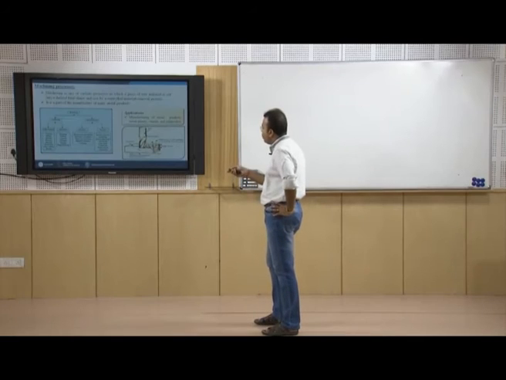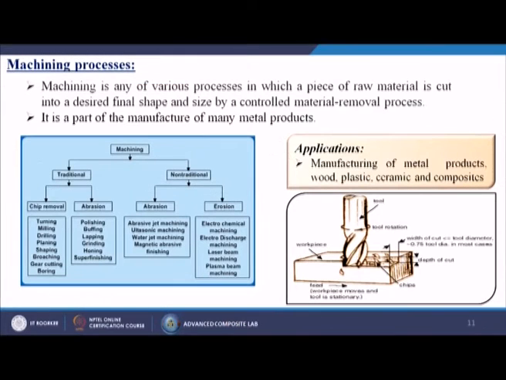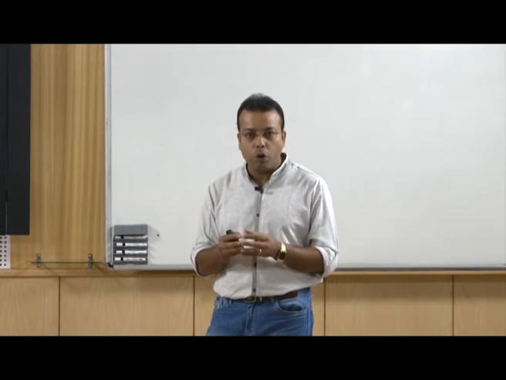From that table, or maybe I can say chart, we can understand that there are two types of things. Machining can be divided into two parts. One is called traditional, and the other is called non-traditional. Then traditional is divided into chip removal and abrasion. In both cases you are removing material, but one is in bulk form, and the other is in small form, or small quantity.